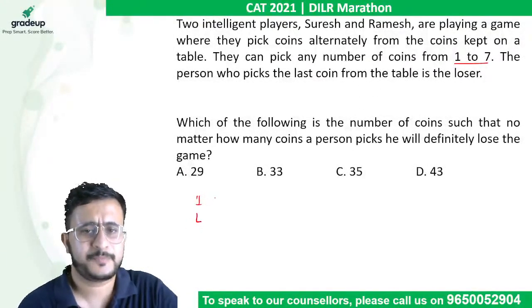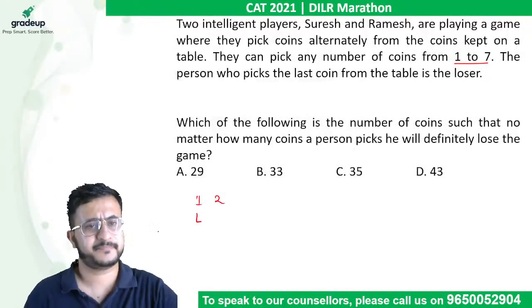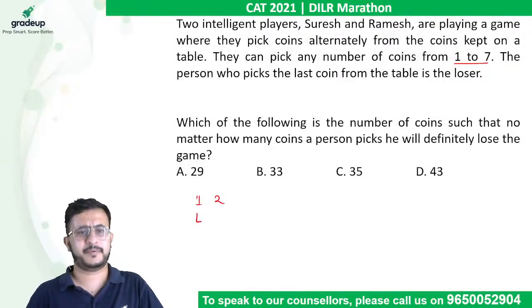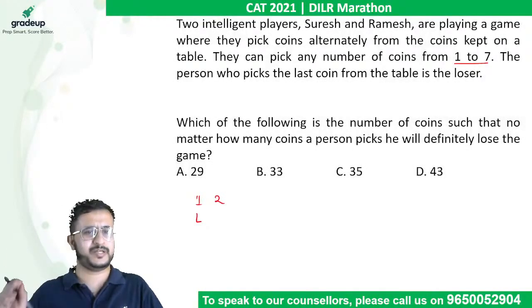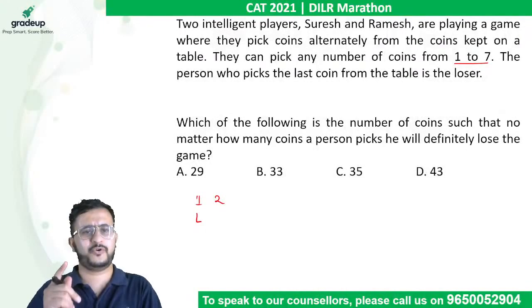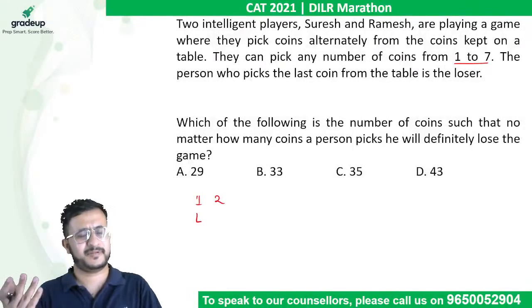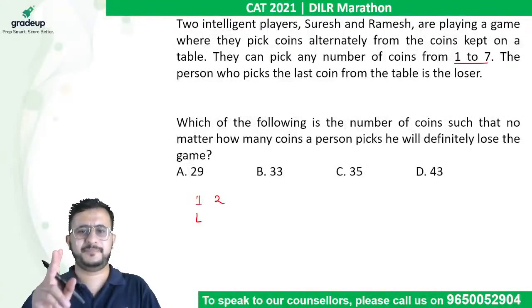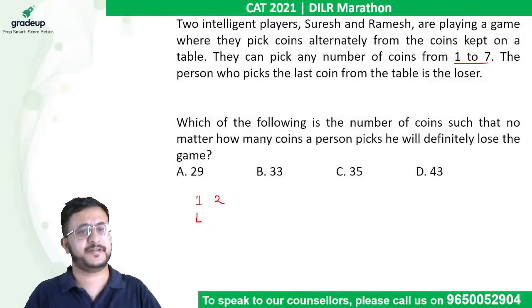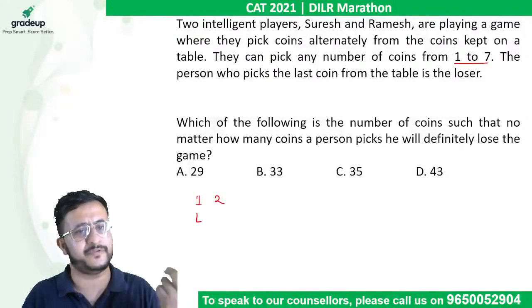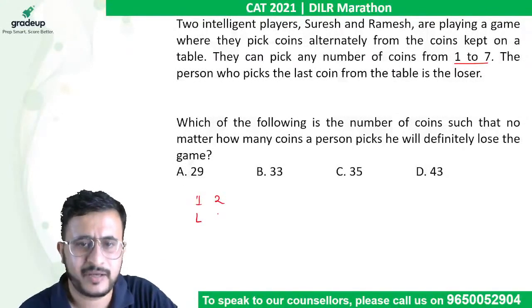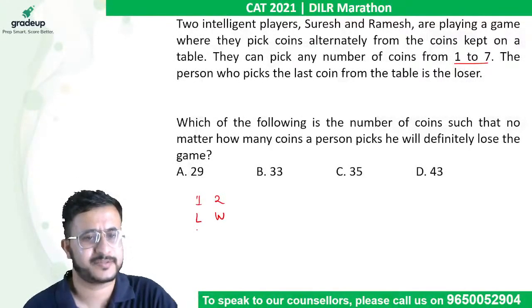Okay? Suppose there are 2 coins on the table. And I am a rational player, right? I will not pick 2 coins. Why? Because I know if I pick 2 coins, I will lose the game, right? If there are 2 coins, no one wants to lose, right? So what I will do? I will just pick 1 coin. Because if I pick 1 coin, 1 coin will be left and the person who picks that coin will lose the game, right? So I will win the game if there are 2 coins.